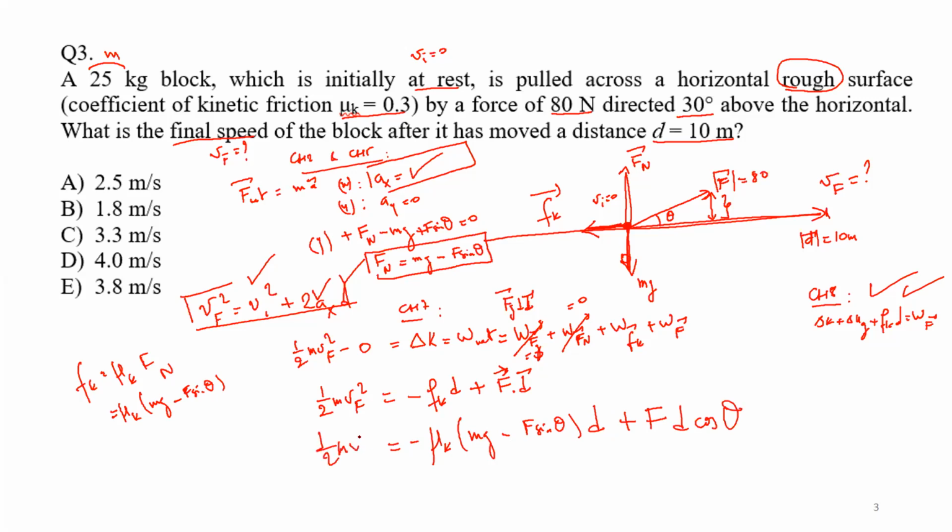This is equal to 1/2 of mv final square. I know everything here. The only unknown is just v final. And I get my answer, and it's A. So be careful here. Fn is different from mg, of course, because I have another force which has a y component. Good. I will get the same answer if I use chapter 8, and I will get the same answer if I use chapter 2 and chapter 5.